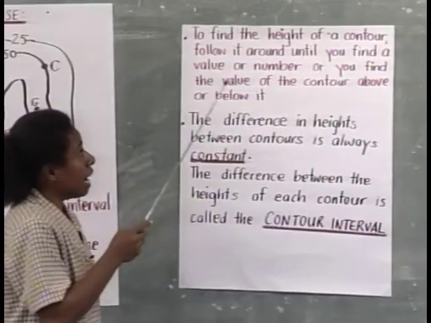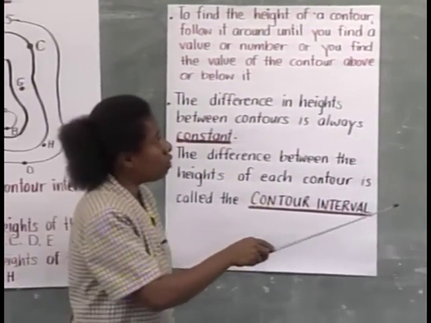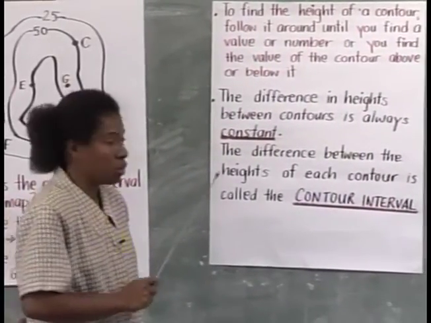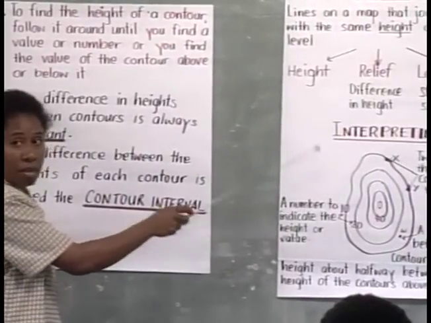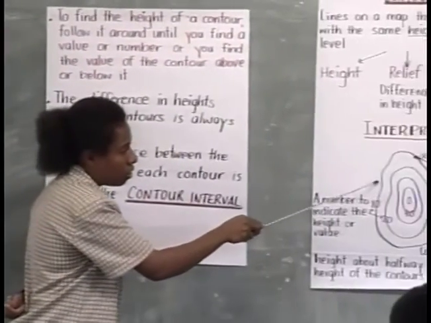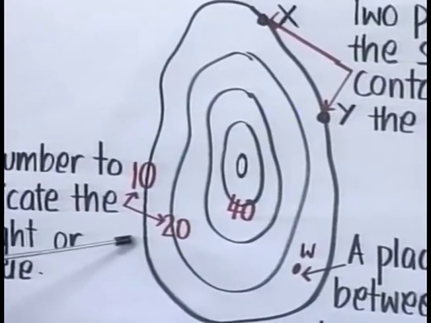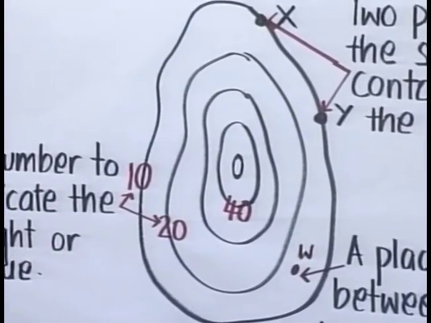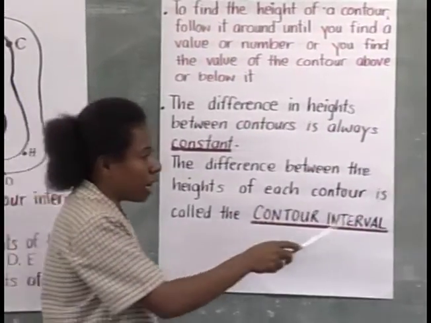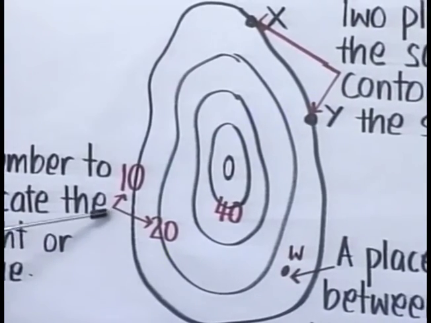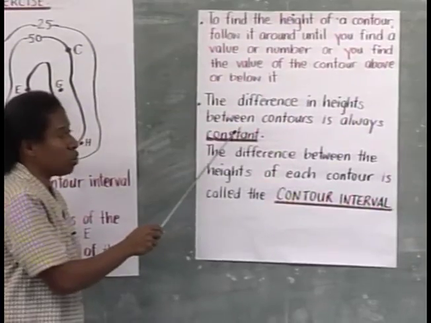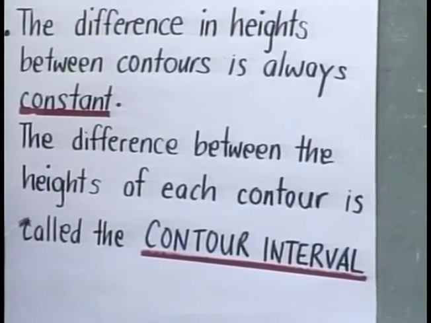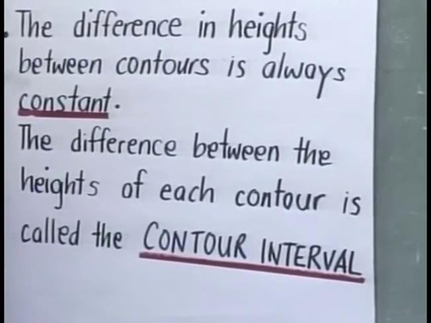To find the height of a contour or the value of a contour, you follow that line right around until you come to a number or a value. Then you know the height of that particular contour. If you cannot follow the contour right around because the contours might be very close together, like what you have on the Sogeri map, then you check the value of the contour above it and below it, and then you can work out what the value of that line will be. Note the difference in height between contours is always constant. And finally, the difference between the heights of each contour is known as the contour interval.